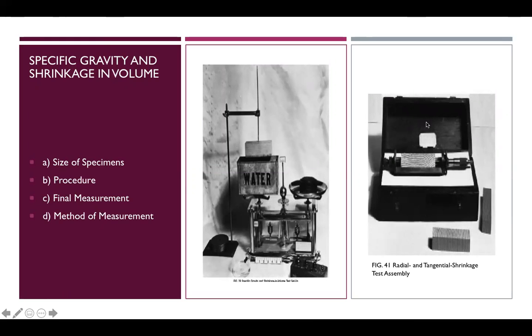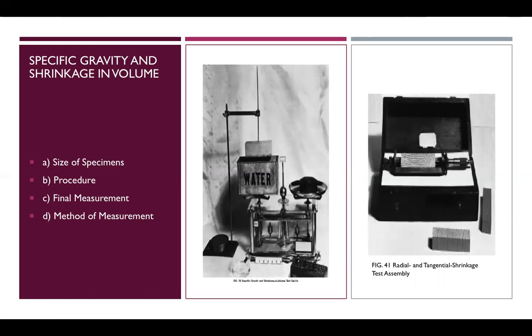So next, the specific gravity and shrinkage in volume. For the size of specimen, the specific gravity and shrinkage in volume test shall be made on green 2 by 2 by 6 inch or 50 by 50 by 150 millimeter specimens. The procedure: first, obtain both specific gravity and shrinkage in volume determinations of the same specimen. Second, the carbon impression of the end of the green specimen may be made on the data sheet in like manner.